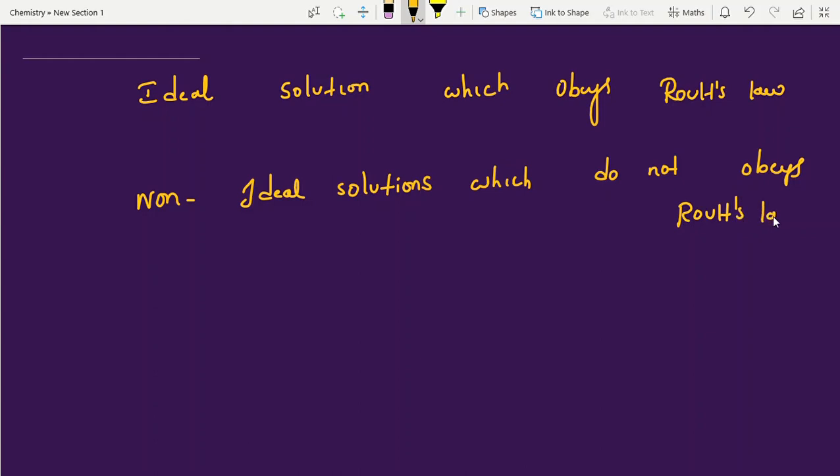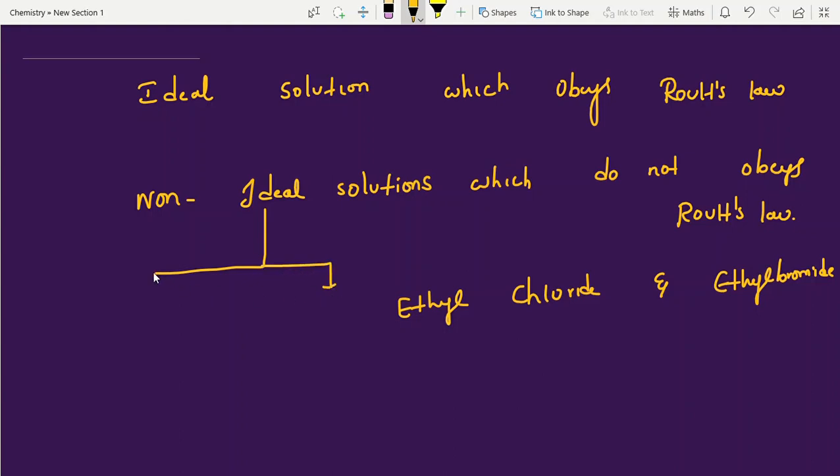Now, suppose they give questions like this: benzene, toluene, or else ethyl chloride and ethyl bromide. What type of solution is it, ideal or non-ideal? Among non-ideal solutions, again we have two types, students. One we call positive deviation and the other we call negative deviation.